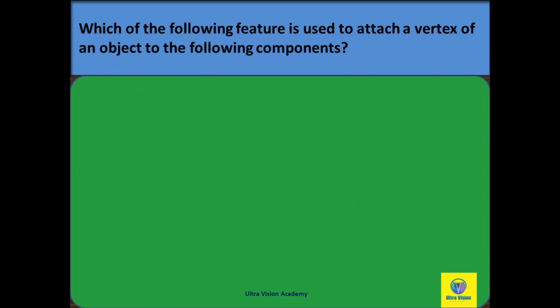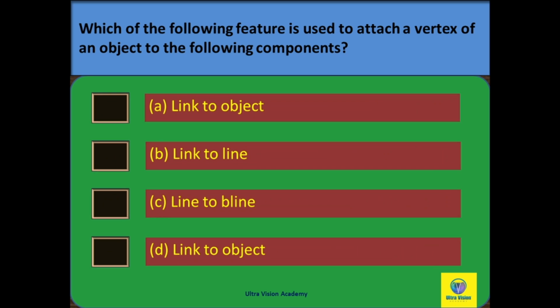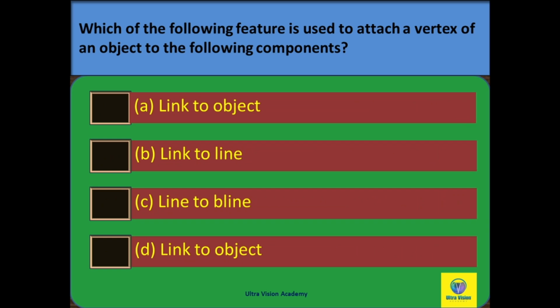Now next, which of the following features is used to attach a vertex of an object to a spline? So the options are A link to object, B link to line, C link to B line, and D link to object. Well, for that the option is link to B line, option C. This option is situated in the shortcut menu. So when you right click on the canvas on a particular object, it will display the link to B line option.